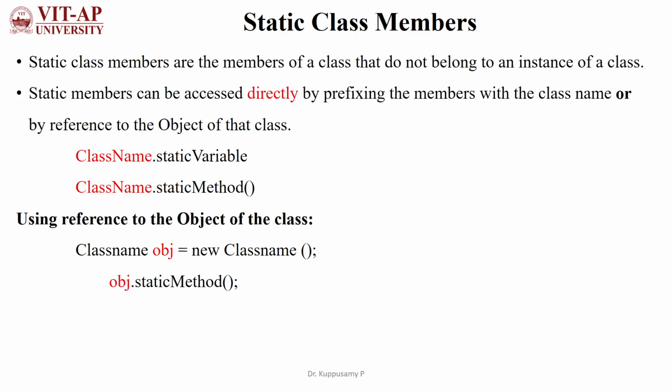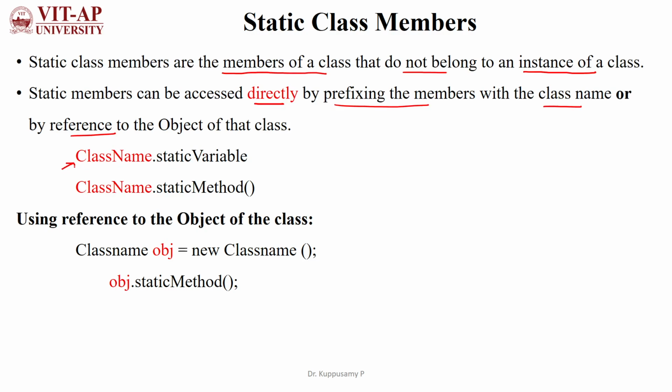Hello everyone. Here we will discuss static class members in Java. The static class members are the members of a class that do not belong to an instance of a class. Here the static members can be accessed directly by prefixing the members with the class name or by reference to an object of that class.